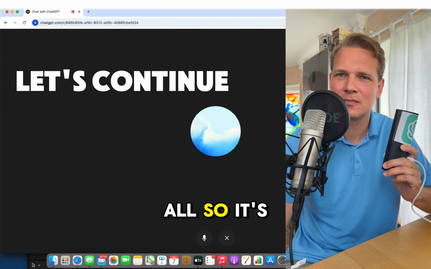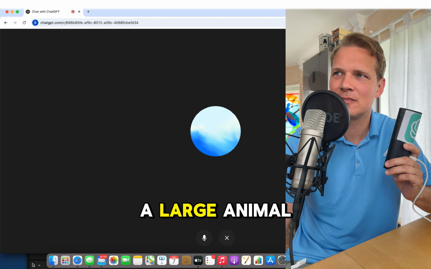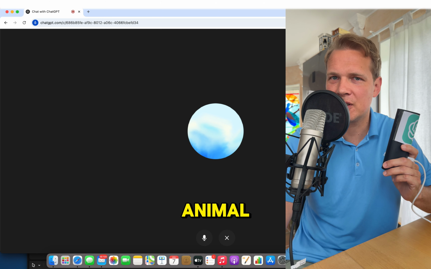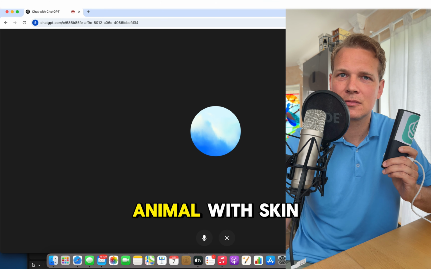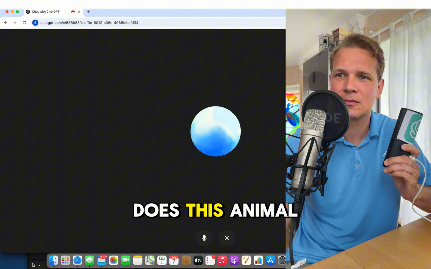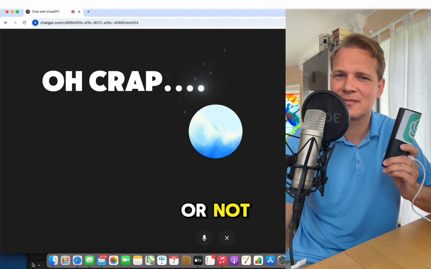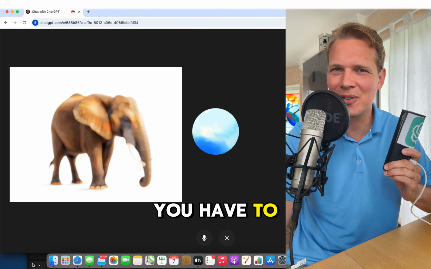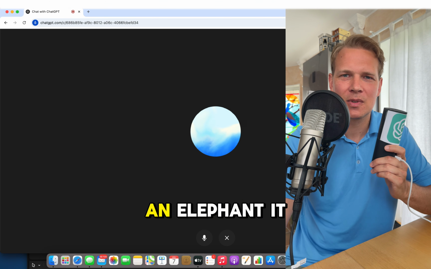It has skin. No worries at all. So it's got skin, no fur or feathers. Is it a large animal, like bigger than a dog, or is it smaller? It's a large animal. Okay, a large animal with skin. Got it. Does this animal happen to have a trunk, like an elephant, or not? It has a trunk, like an elephant. It's an elephant, so you have guessed it correctly. Awesome, we got it. An elephant it is.